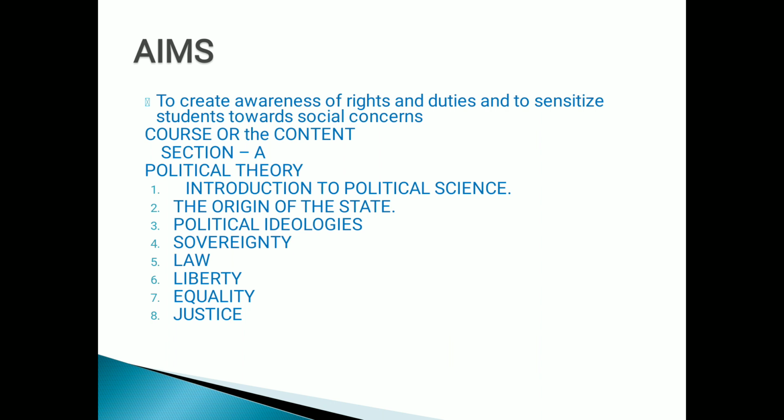If you see, the majority of these topics we have already done in class 10th, in the civics part, right? Next I'm going to discuss law, then liberty, right? Then equality, and then justice. If you remember, all these are the principles of the preamble, right? The preamble says a lot about all these things.